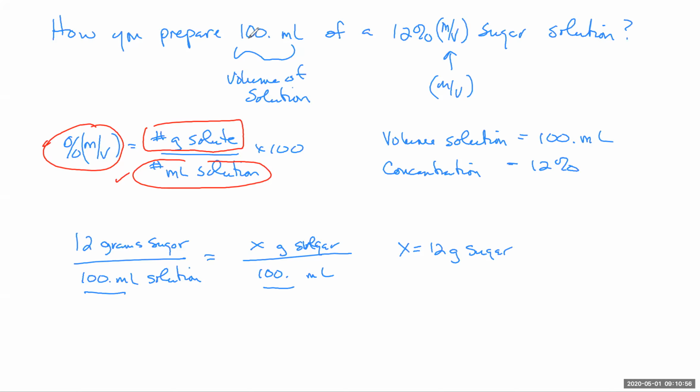If we needed to make 200 mils, then over here we'd put 200 and our answer would come out to be 24 grams, right?